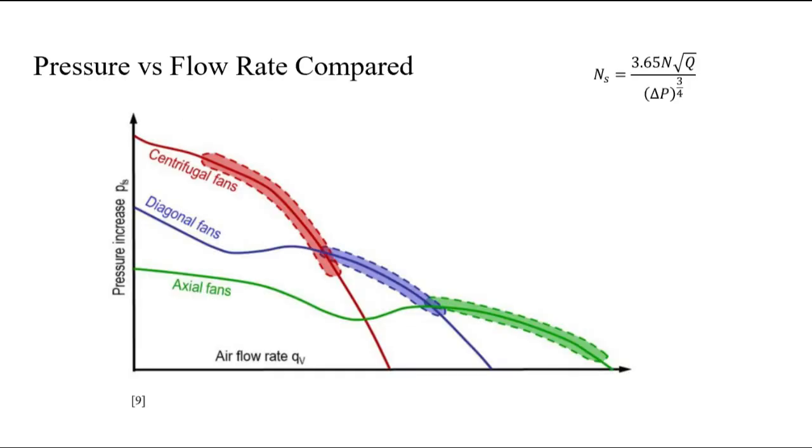Here you can see the pressure increase versus the air flow rate for the three different types of fans, with the most efficient operating conditions highlighted in the respective color. Looking at the blue highlighted region for mixed flow fans, which is also called diagonal fans, you can see that its operating range is somewhere in the middle between centrifugal's high pressure and low flow rate and axial fans' high flow rate and low pressure, and is used in applications where a medium static pressure and a medium or high airflow rate is wanted or desired.